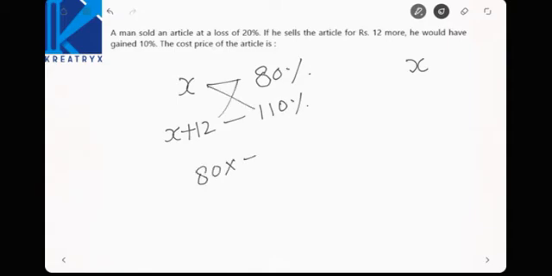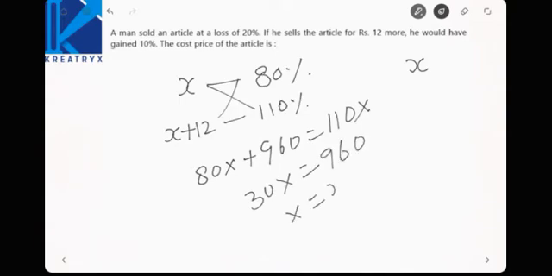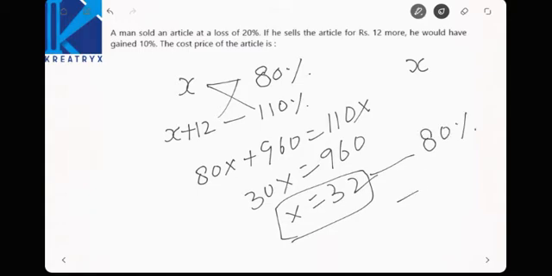80x plus 12 into 80, which is 960, is equal to 110x. Now 110x minus 80x is 30x, which is equal to 960. Now x is how much? 32. Now see here, selling price is 32 rupees. This is equal to 80 percentage value. Now what is 100 percentage value? Observe this. Now the cost price is nothing but equal to 40 rupees.